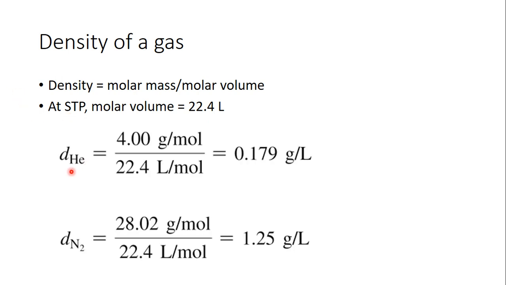So let's look at the density of helium versus nitrogen. So helium, our molar mass is 4 grams. So we take up 0.179 grams for every liter of helium gas. While nitrogen, it's heavier, so we have a weight of 1.25 grams per every liter. So that is just how you use density of gases. It's molar mass divided by molar volume.